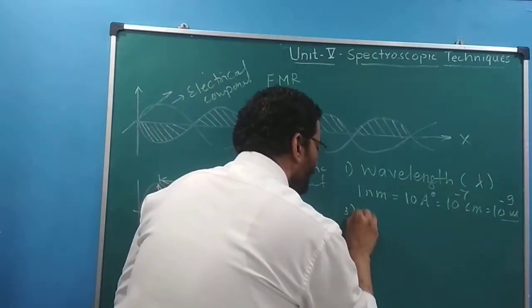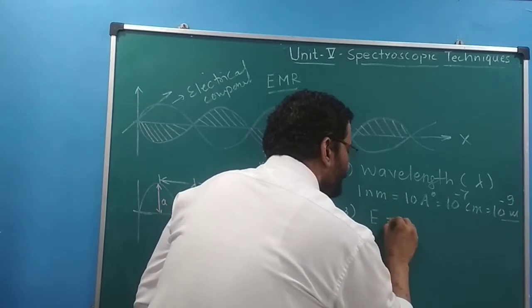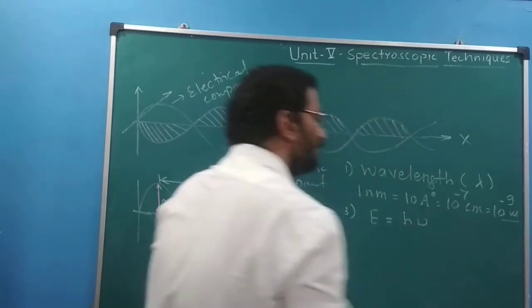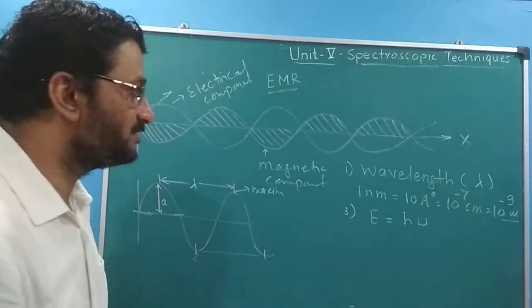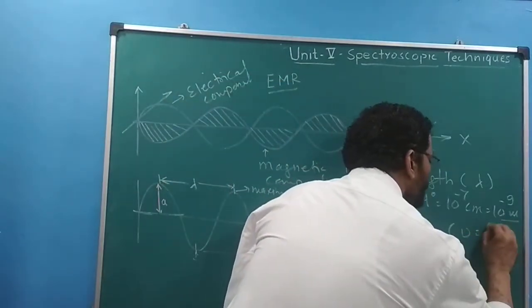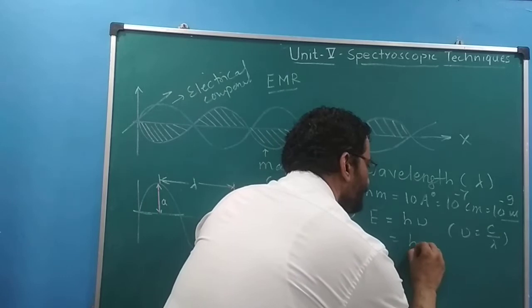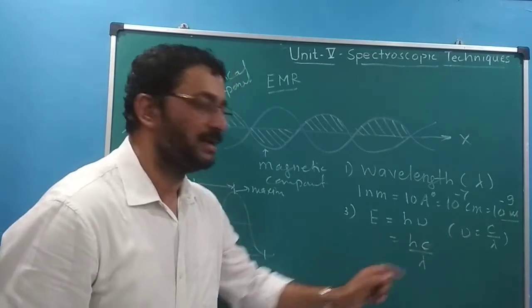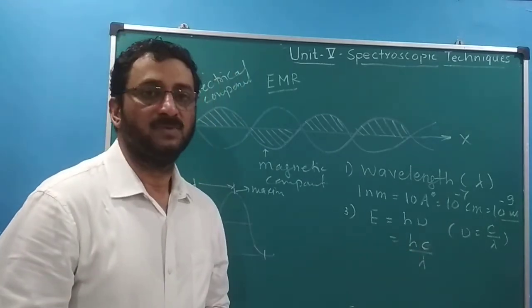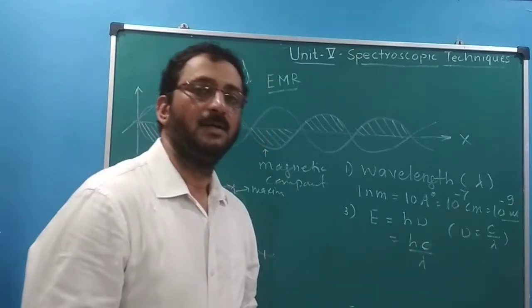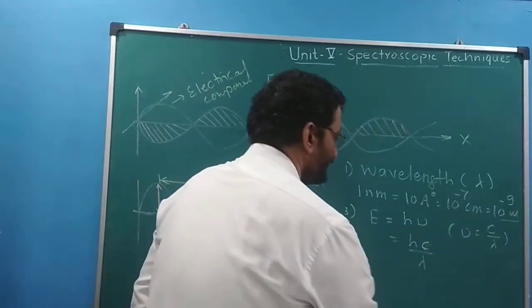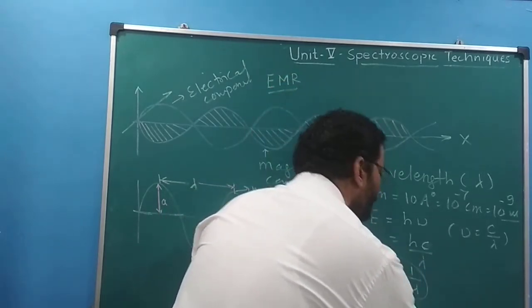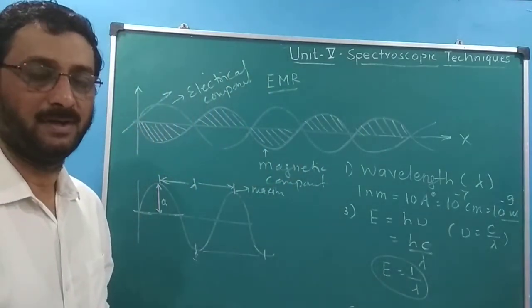Third parameter is energy of radiation. Energy of radiation is given by E is equal to h nu, where h is the Planck constant and nu is the frequency of radiation, and we know that nu equals c upon lambda. So E is equal to hc upon lambda, where h is the Planck constant, has some constant value, and c is the velocity of light, has some constant value. So we can say energy has an inverse relation with lambda, isn't it?